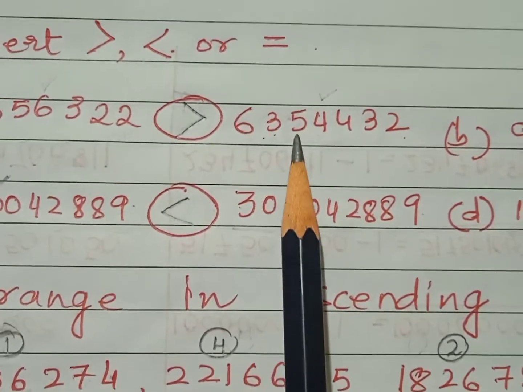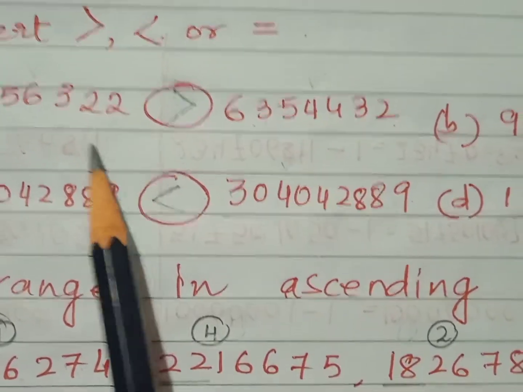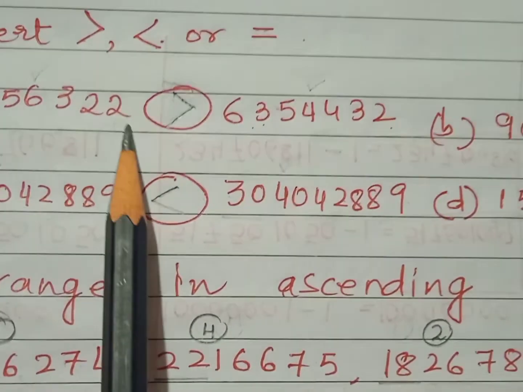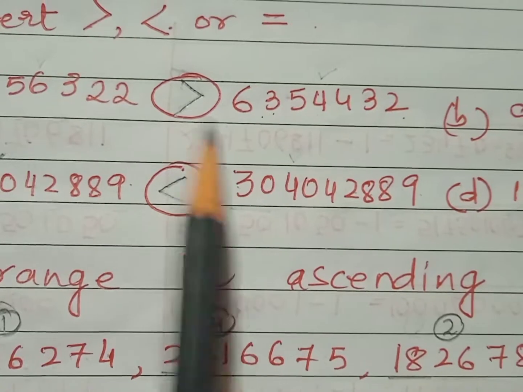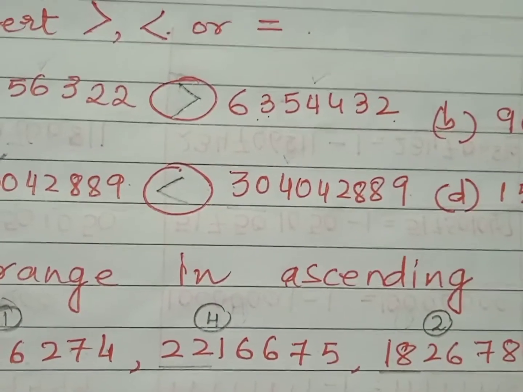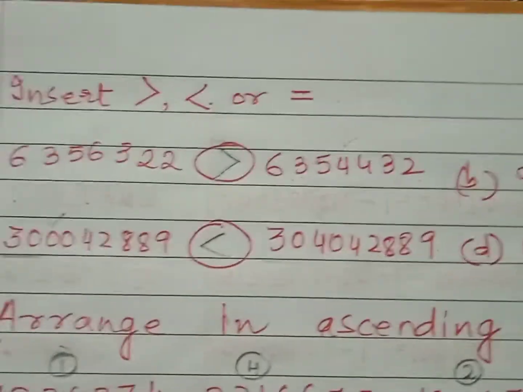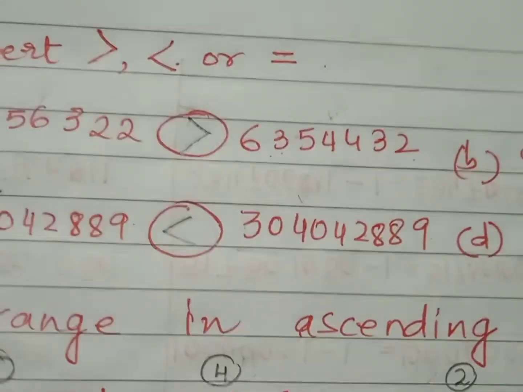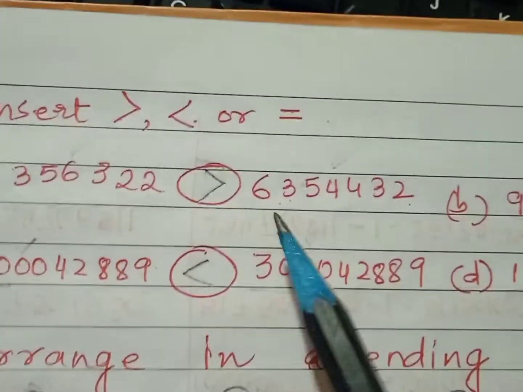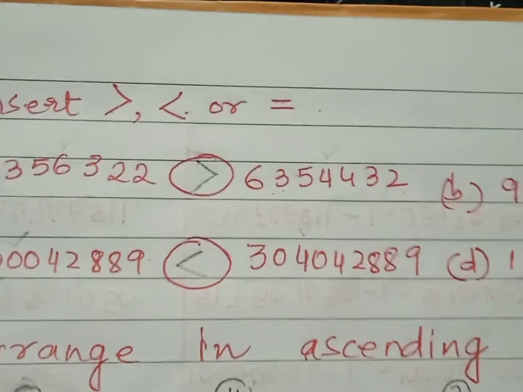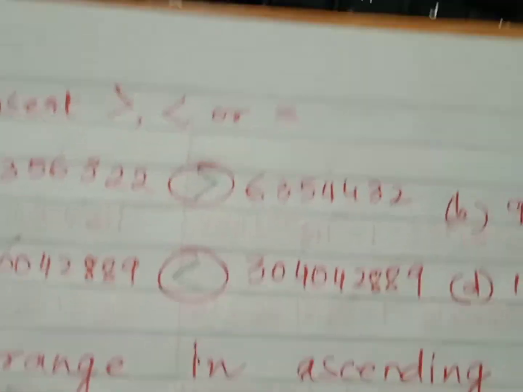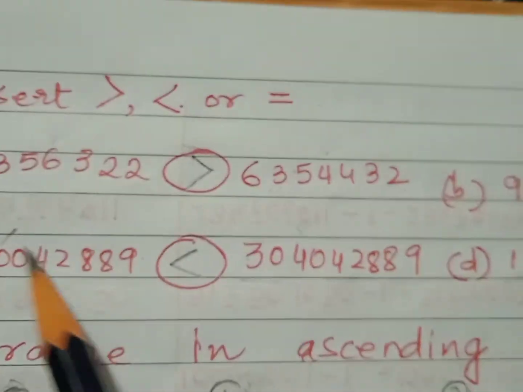6356322 and 6354432. Okay, we have the same number of digits, 1 2 3 4 5 6 7, 1 2 3 4 5 6 7. So since both are 7-digit numbers, we cannot decide at the onset which one is greater. Had one of them been of greater number of digits, we could have easily come to the conclusion which is greater.